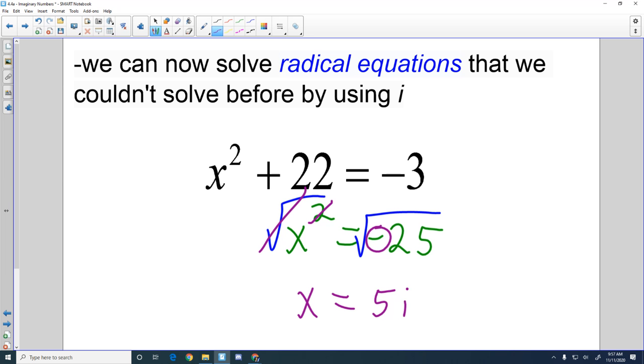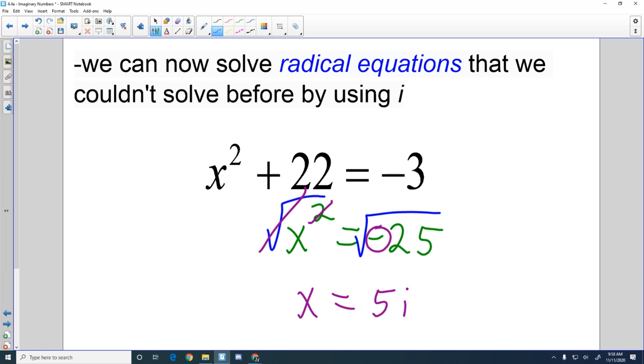And so now we can actually solve these equations that have imaginary solutions, which actually solves a lot of problems and allowed math to create the world as we know it today and make things better. Trust me on that. So much fun.